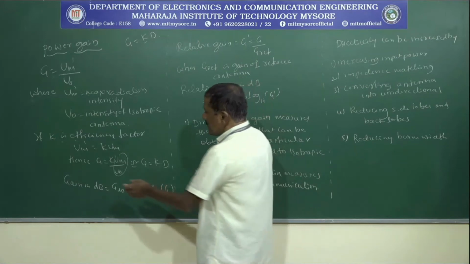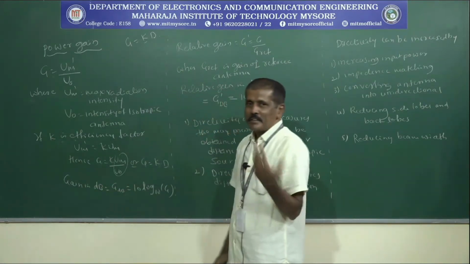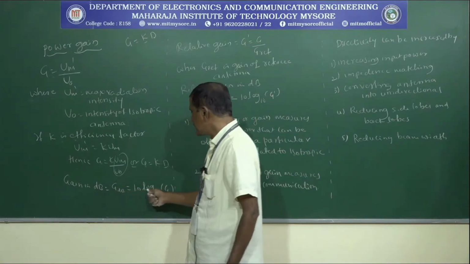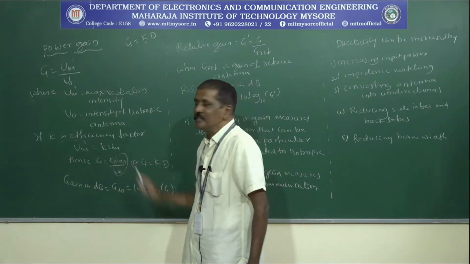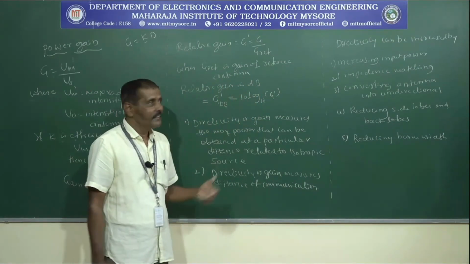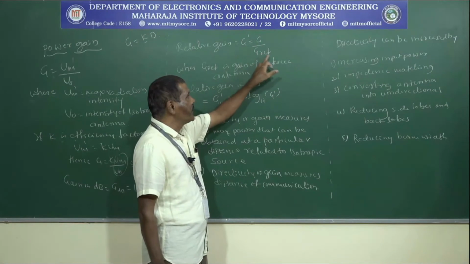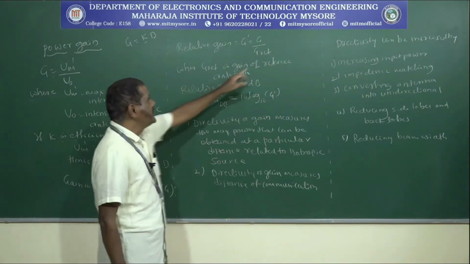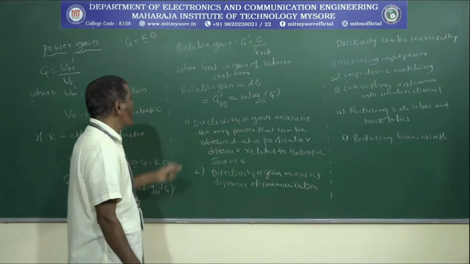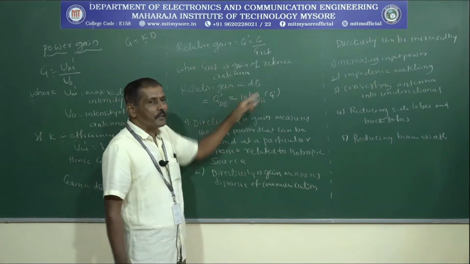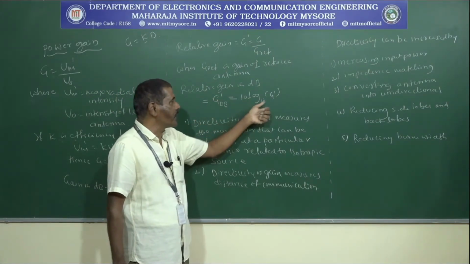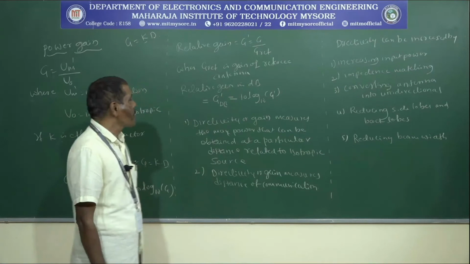Now, this gain you can express in dBs. If you want to express the gain in dB, then it is 10 log 10 of whatever G you are calculating. Then the relative gain, G dash, is equal to G divided by G reference, where G reference is the gain of the reference antenna. Relative gain you can also express in dBs: G dash in dB is equal to 10 log 10 of G dash.